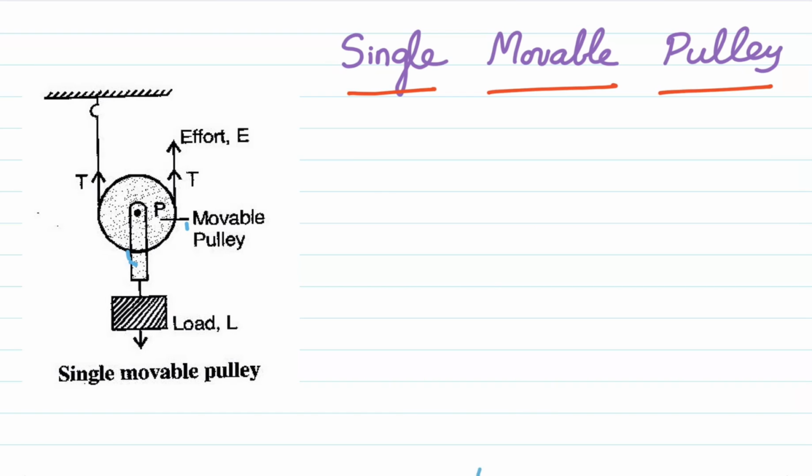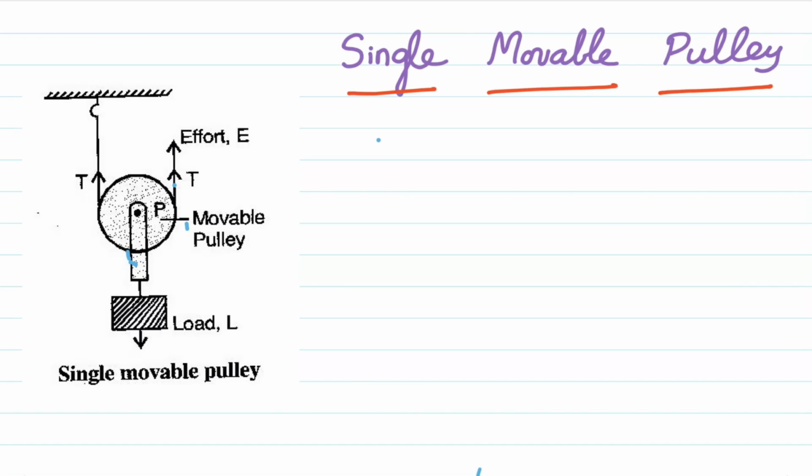So here is the single mobile pulley, whose axis of rotation is not fixed. The light string is connected to the hook of the rigid support. The other end passes over the grooved rim of the mobile pulley. At the other free end you are applying effort in the upward direction. When the effort is applied, it is balanced by the tension acting on the two segments of the string. In the diagram, the load is connected to the frame which is fixed at the center of the pulley. Next we calculate the mechanical advantage of this pulley system.